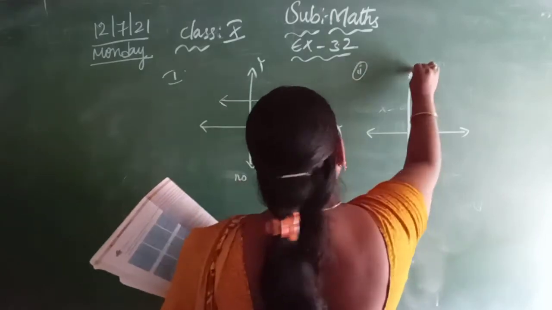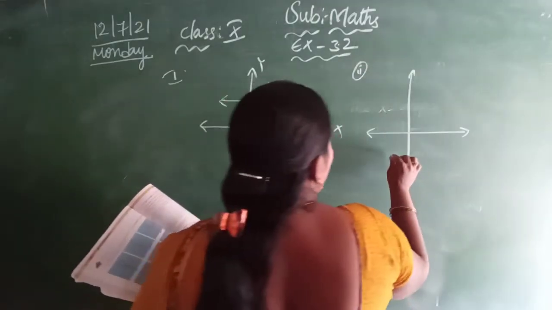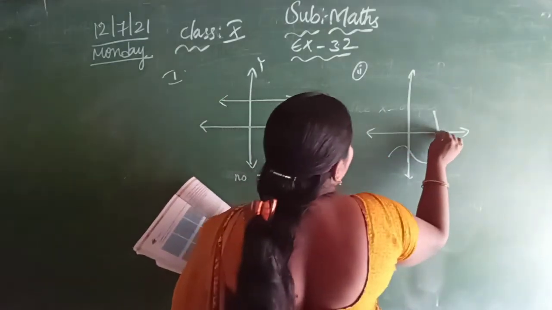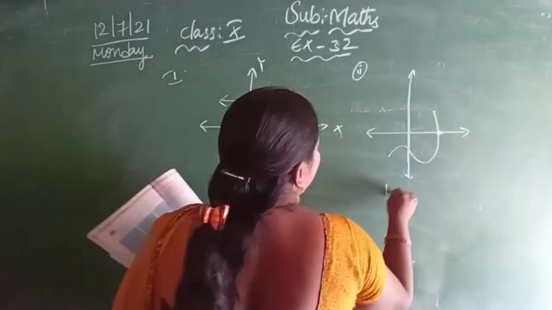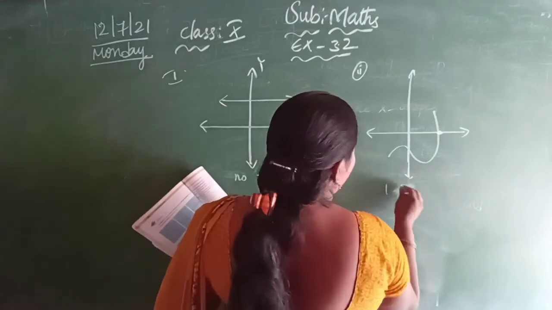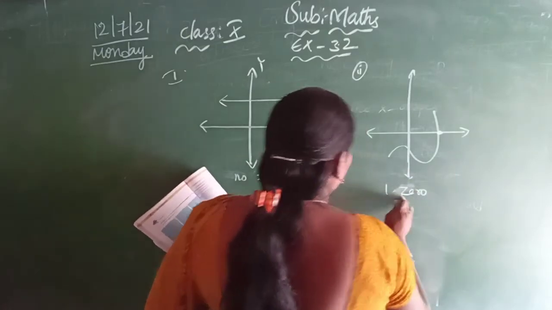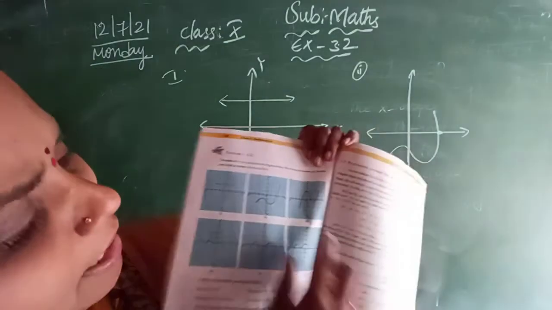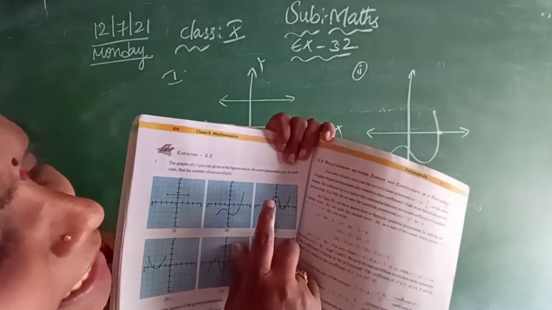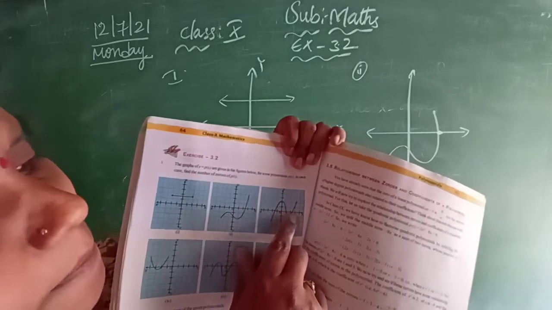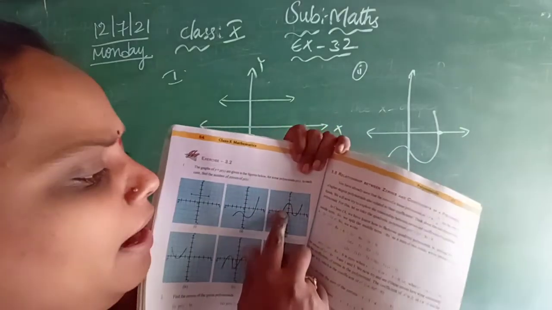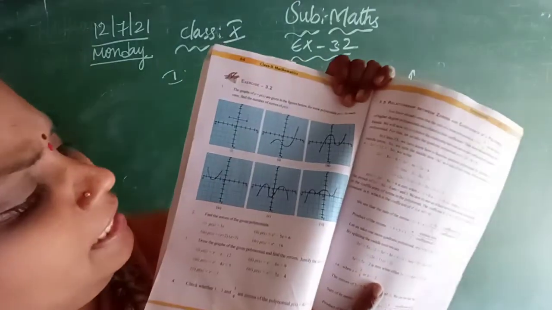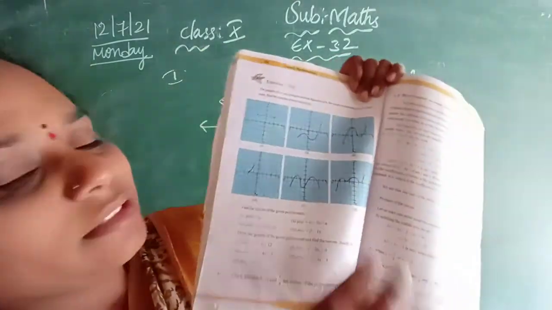How is the graph in the second question? It is cutting like this. The curve is cutting at one point only. So it has 1 zero. And the third problem, if we observe, what happened here? The graph is cutting at 1, 2, 3 points. So we'll tell that it has 3 zeros.